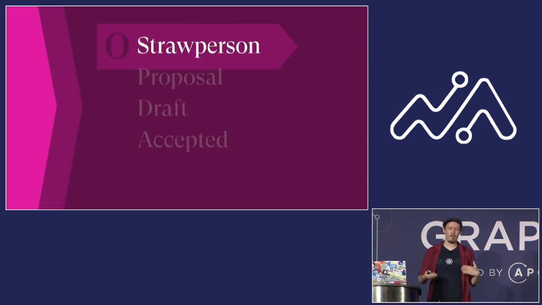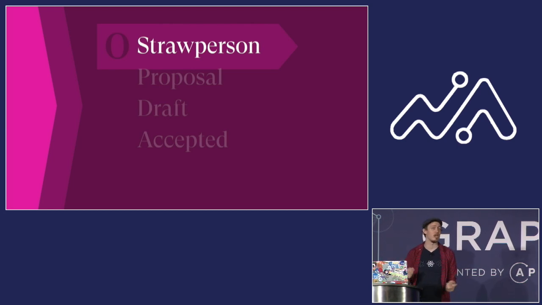So the 4 main ones are the strawperson. That's the idea that you're going to pitch something, and at this point you just expect people to be knocking it down and trying to build it up again and trying to get a new idea out. So this really could just be as simple as a GitHub issue or a tweet or something like that that just sort of gets the idea out to people.